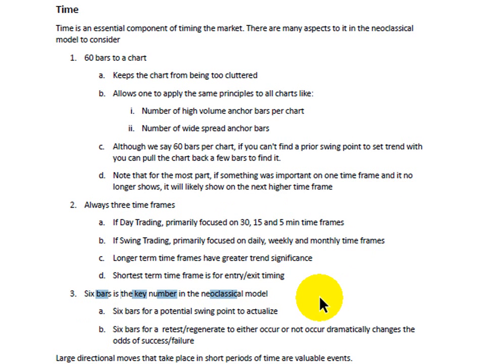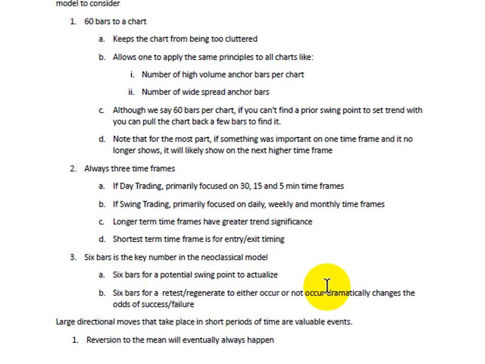6 bars in Neoclassical is the key to almost everything. It's what you use to do the swing point actualization, but it's also the same thing for retest and regenerate. And we haven't talked about that much, but I do want to focus on it one more time. So let's look at that.